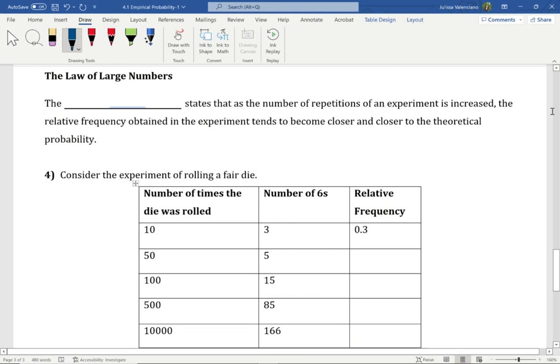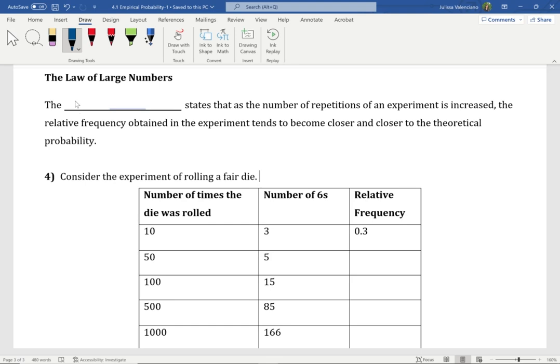The last thing we're going to do in this lesson is to talk about the law of large numbers. We don't have a learning objective related to the law of large numbers, but I want to mention it here because it's going to help us transition from empirical probabilities to theoretical probabilities.